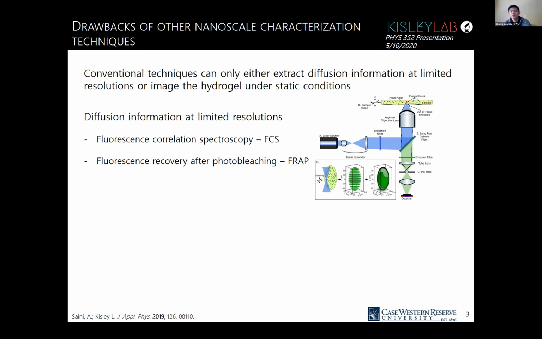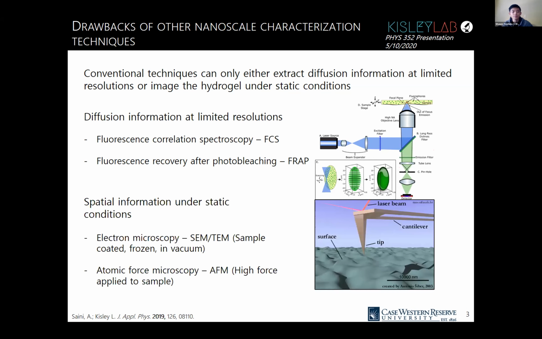The biggest problem is the wavelength of light, for our microscope maybe 561 nanometers, but the things we want to look at are on the order of maybe tens to hundreds of nanometers. We can talk about that limit a little bit more, but basically the resolution of conventional fluorescence microscopy is just insufficient. The other option is alternative techniques like electron microscopies and atomic force microscopy.